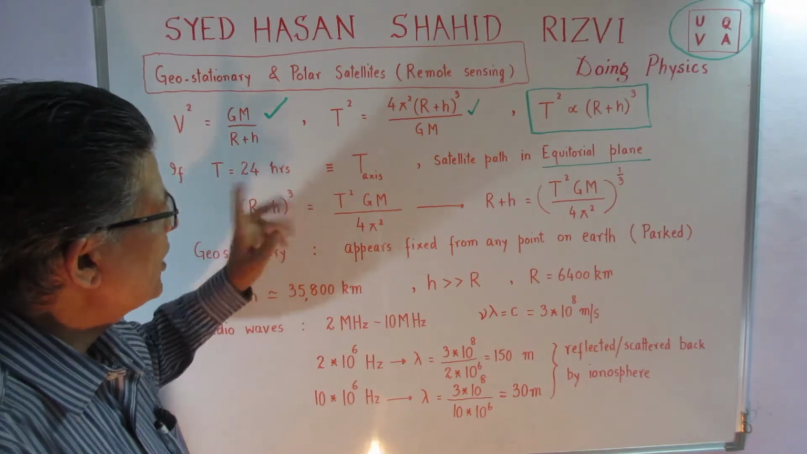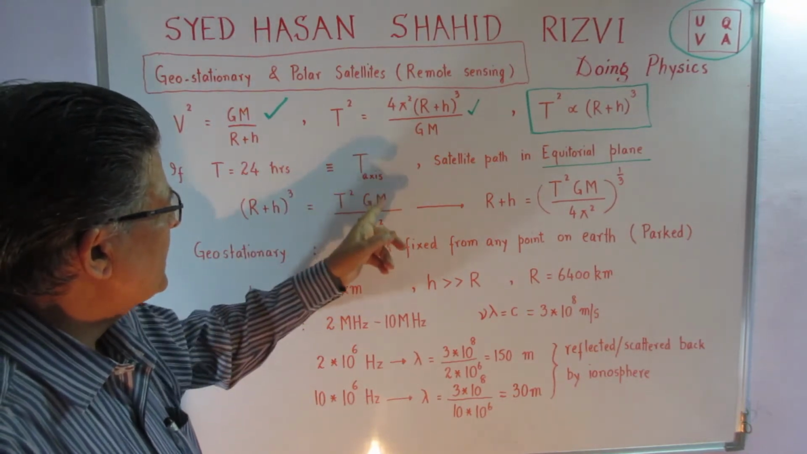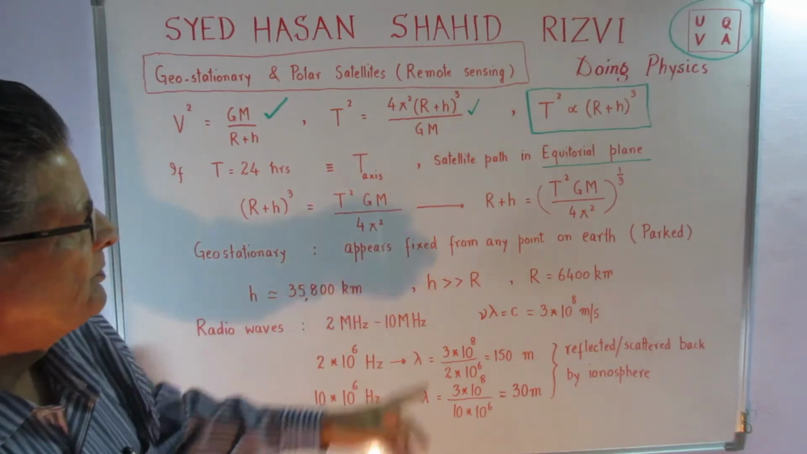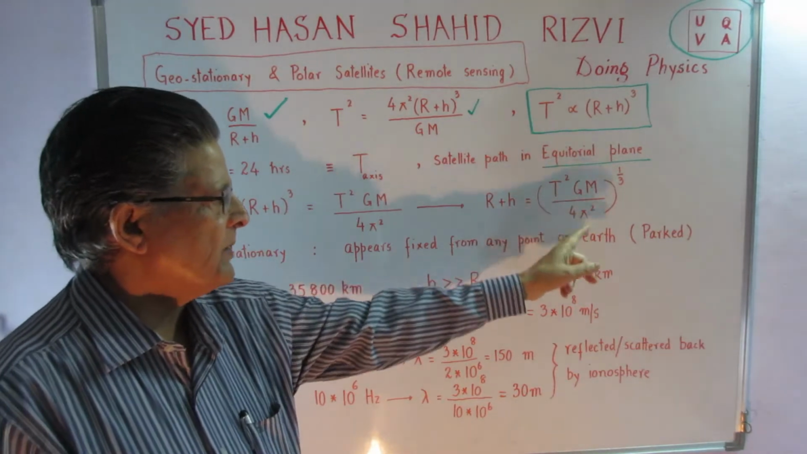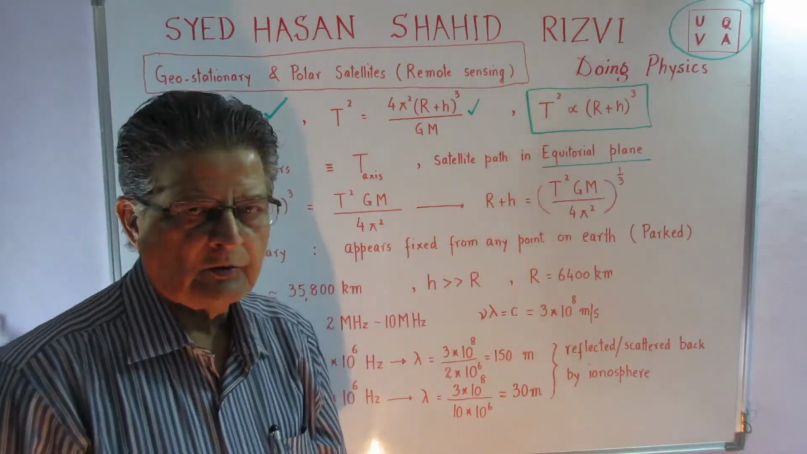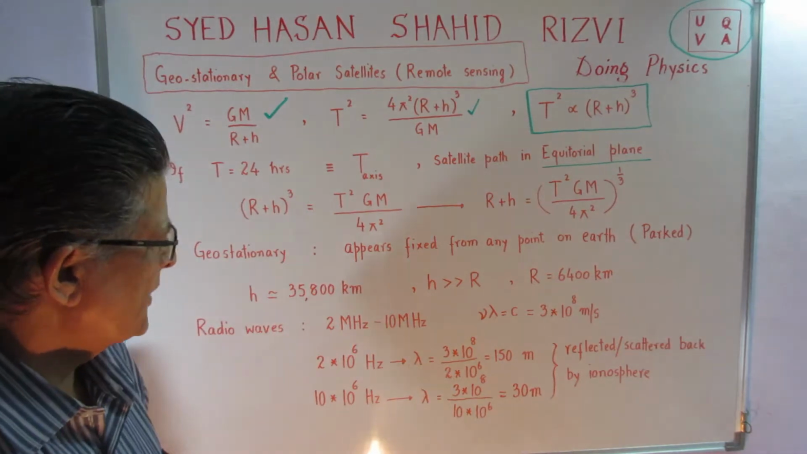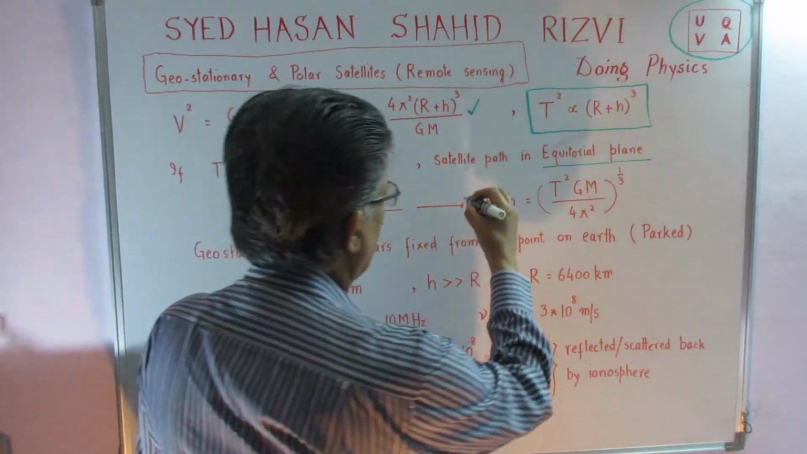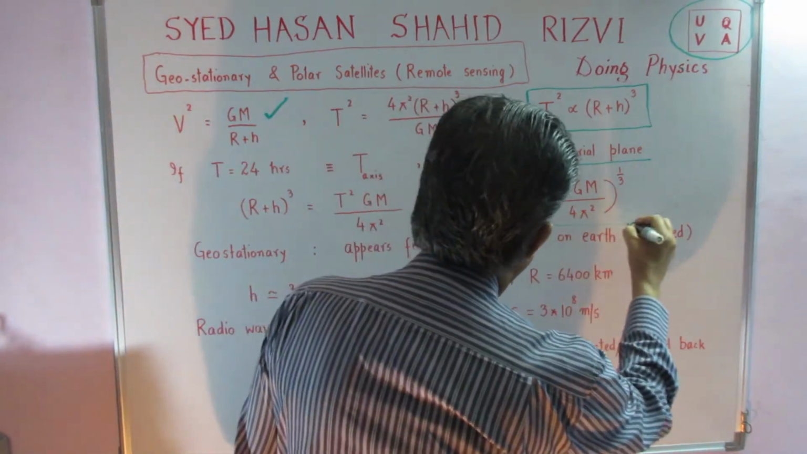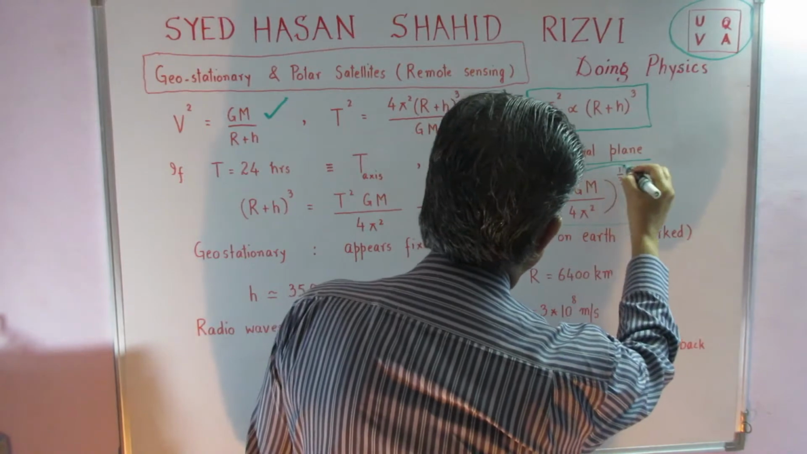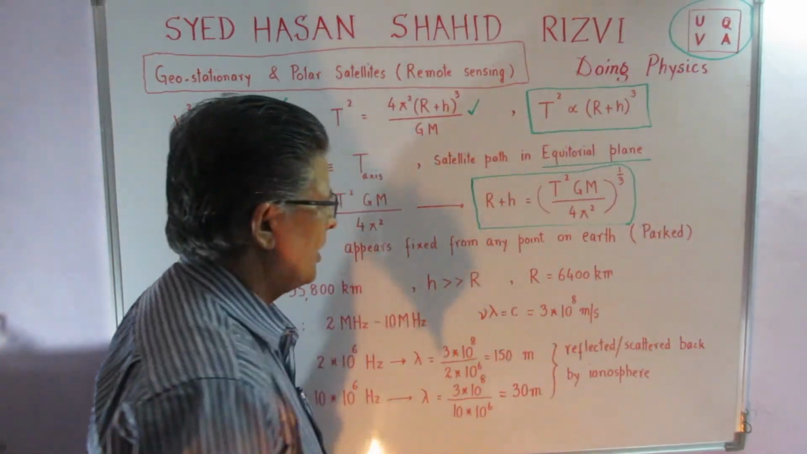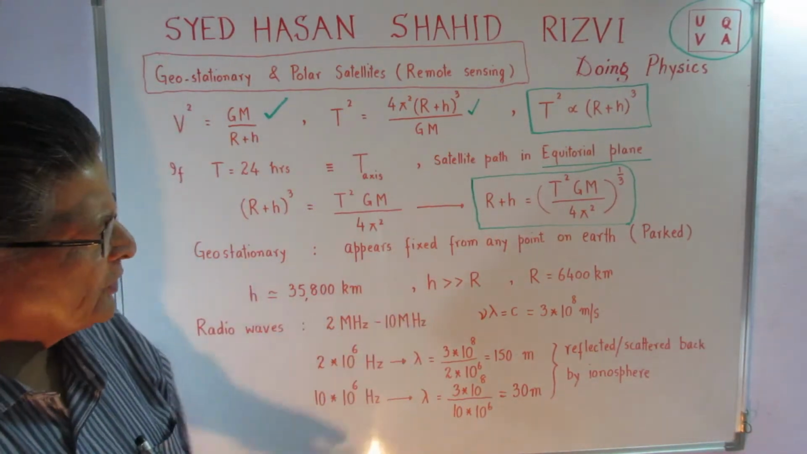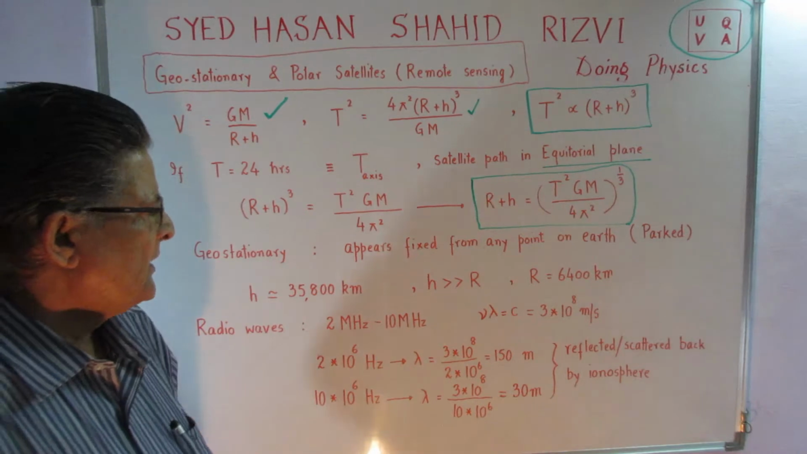And here we see that r plus h whole cube is equal to T square G M upon 4 pi square. From this relation I can write r plus h is equal to (T square G M upon 4 pi square) raised to the power of 1 by 3. Okay, so this is the relation that we have for any satellite, for that matter. All we have to do is choose the value of T as 24 hours, that is 24 into 60 into 60 seconds.